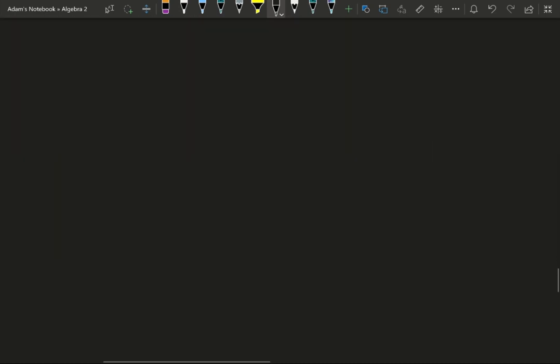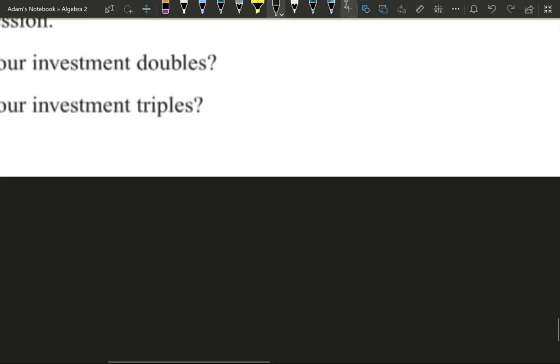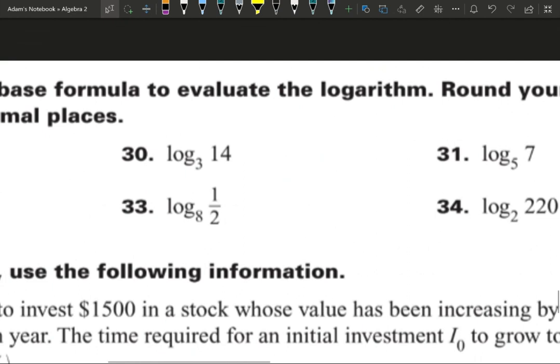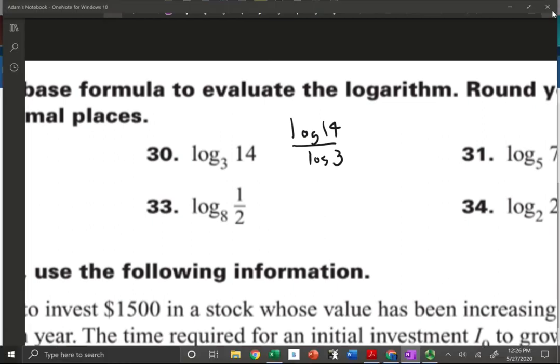All right, let's look at an example right here. This is number 30 on your worksheet: log base 3 of 14. How do I write this if I'm simplifying this? You could just write that as log of 14 over log of 3. Okay, and then you would just simplify that, right?